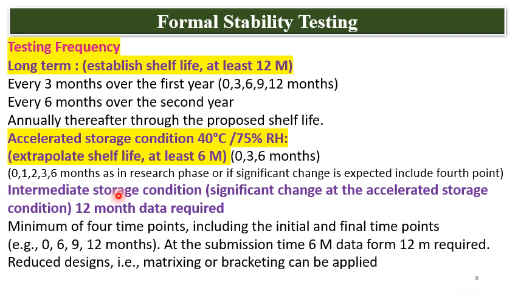Then coming to the intermediate storage condition, if there is a significant change at accelerated storage condition, then the intermediate storage condition is tested. And while loading the batch on stability, this intermediate storage condition is loaded. Minimum 12-month data is required for this intermediate condition, and minimum 4 time points are required, including the initial and final time points. For example, 6, 9, 12 months. So including initial, it will become 4 time points. At the submission time, 6-month data from 12-month data is required. Here also, reduced design like matrixing and bracketing can be applied to the product.